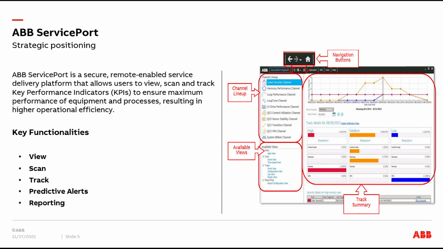So here is just a basic overview of how the service port looks when you open it. It has a channel lineup where you have multiple channels configured. The available views for each channel you can get down over here. It's just an example of how the track summary looks. I'll be explaining the track summary in a different slide. Then we have a navigation button, which has an option to go to the previous and to the next one.